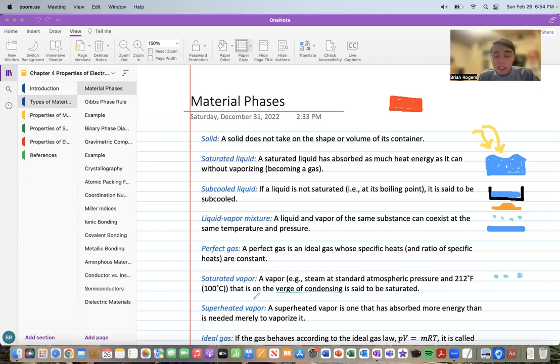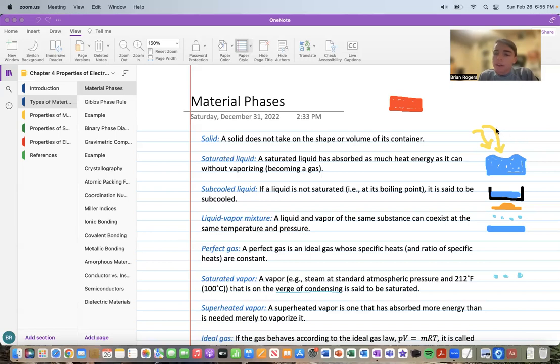A superheated vapor basically absorbs more energy than is needed to vaporize it. So remember water up here? We said that it was absorbing energy. And if it absorbs enough energy, then it's going to turn into the gaseous stage. So it's going to go from the liquid to the gas stage because it gets heated up enough, and then it can turn into a gas.